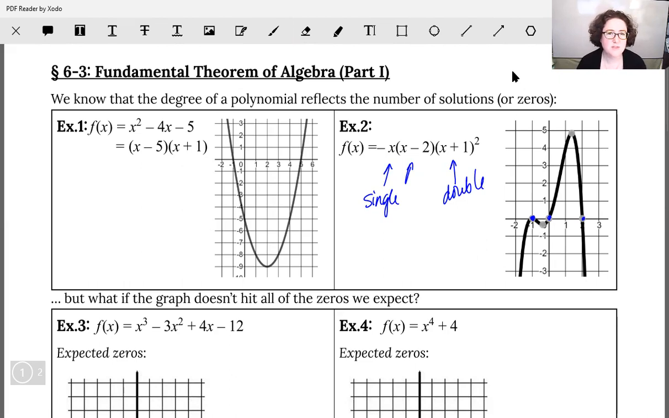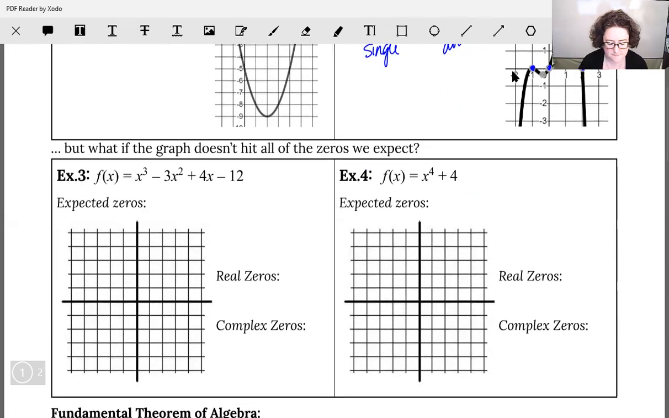But what happens if that is not the case? What happens if we graph it and we don't see the number of roots that we expect from our degree? So let's look at a couple examples. And again, we're actually going to be spending a couple days on the fundamental theorem. So I want to give you a preview of what the graphs are going to look like, but today we're really just going to be focusing on writing out these equations, and then we'll bring it all together in our next lesson.